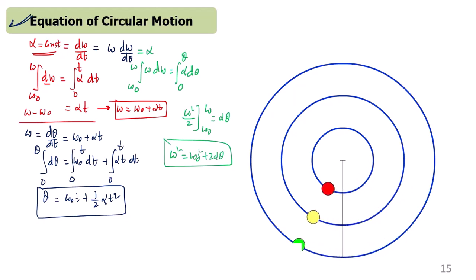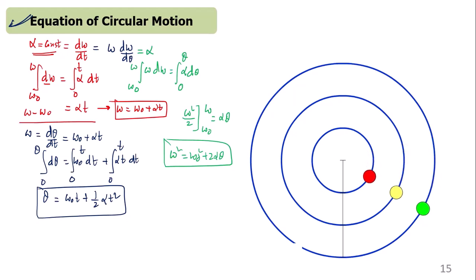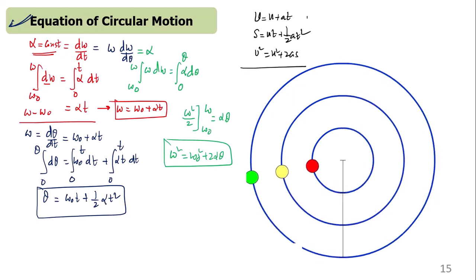These are the three sets of equations, and these equations are analogous to our equations in kinematics. So in kinematics, what do you write? v equals u plus at, first equation. Second equation is s equals ut plus half at square. Third equation is v square equals u square plus 2as. Can you see the similarity between these three equations?